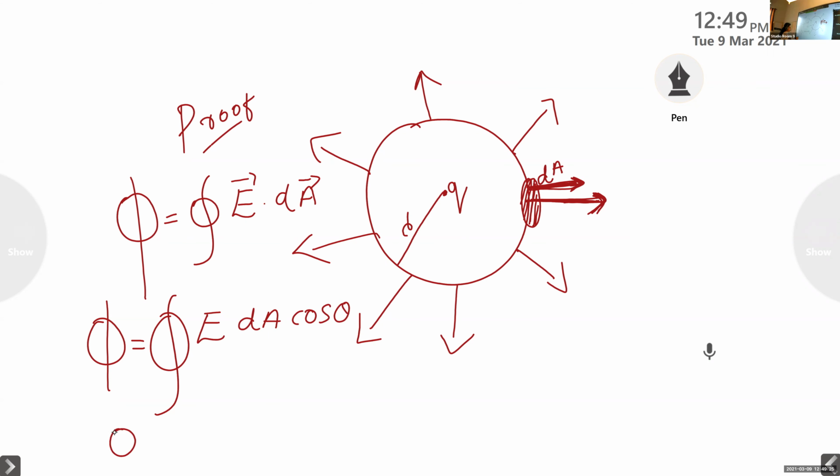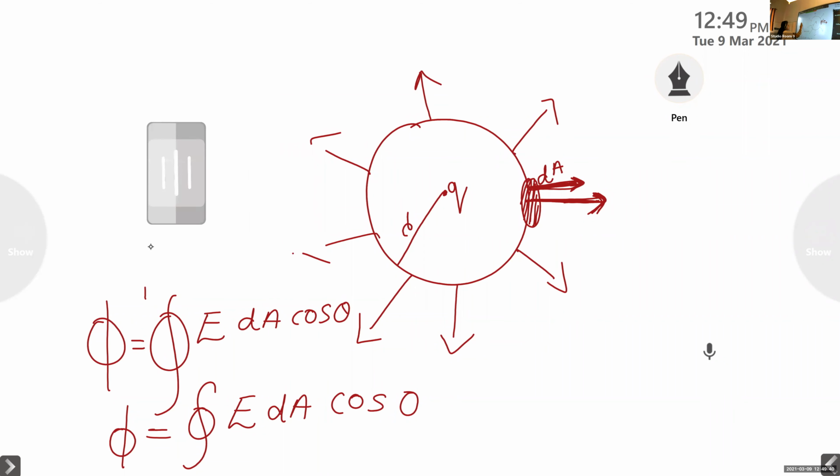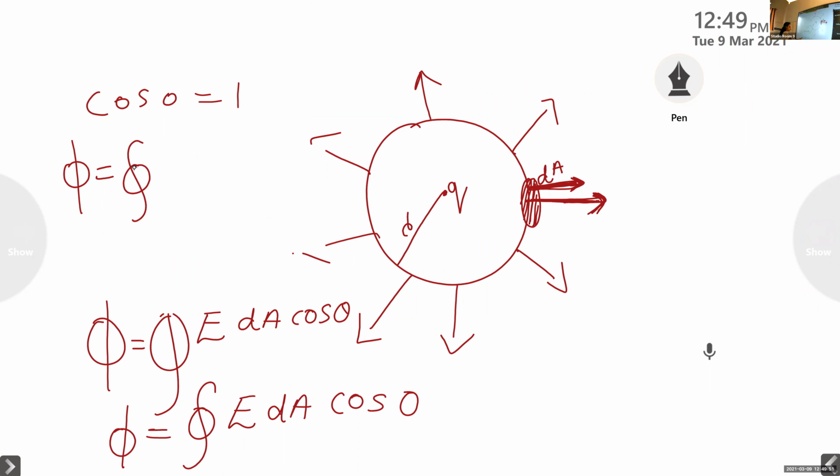So our equation becomes phi is equal to the closed surface integral of E dA cos 0. What is cos 0? Yes, cos 0 is equal to 1. So we can write phi is equal to the closed integral of E dA into 1. So phi is equal to the closed surface integral of E dA.